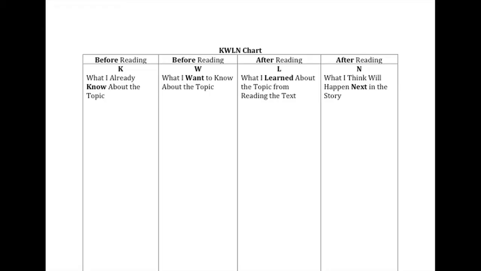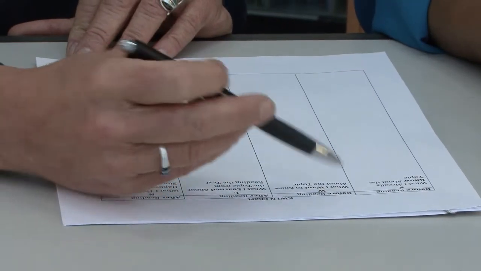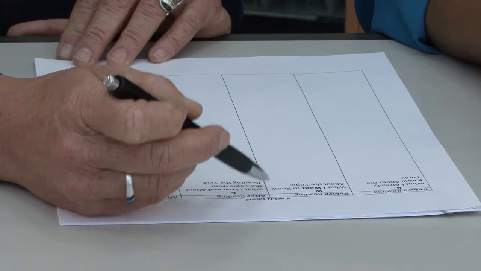Okay. And so the great thing about this tool, it helps us remember and understand what we're reading because it connects information that we already have in our brains with information that we want to know and information that we learn from reading. You can see that the KWLN chart has 4 columns. So 2 of them are for information that we write down before we read the story. Okay. And then the other 2 are for information that we write down after we read the story.